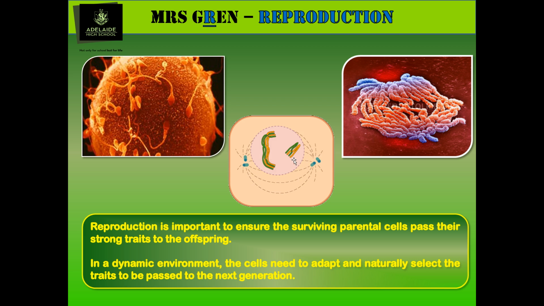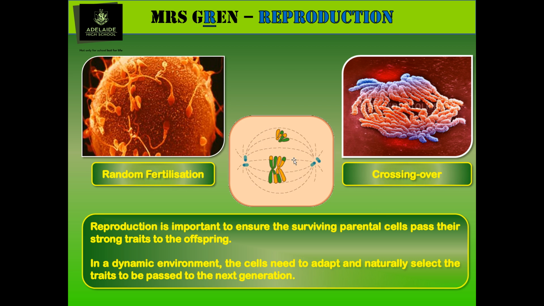And the two ways that you can actually pass it through are random fertilization and also crossing over. This is the process of meiosis. We won't be talking about meiosis in this particular semester, but we are going to talk about it more when it comes to the stage 2 level.